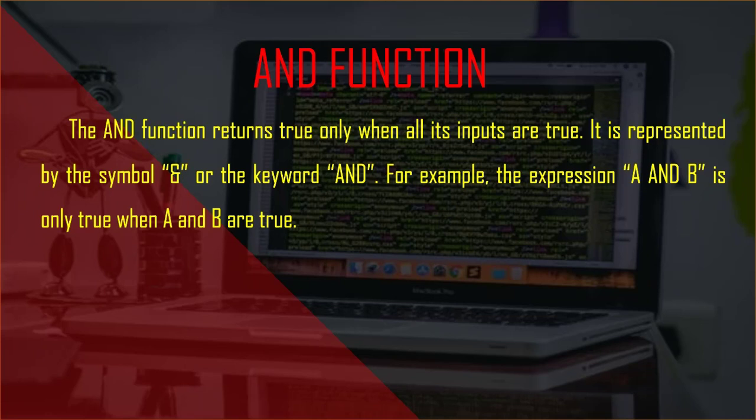Here's an example of how the AND function might be used in a PLC program. If safety switch true and part in place true, then start machine. In this example, the start machine function will only be called if both the safety switch and part in place variables are true. In summary, the AND function is a powerful tool in PLC programming that allows developers to create control systems that respond appropriately to complex input conditions.